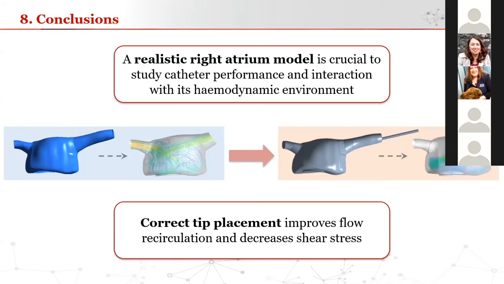Also, we need to take into consideration that the correct tip placement in the right atrium is essential, as it will improve flow circulation and decrease shear stress. Currently, there are different medical guidelines for this placement, and they are in disagreement with each other. So they need to reach a consensus on where exactly to place the catheter tip to have good performance outcomes.